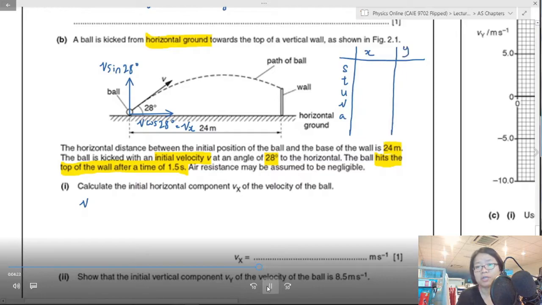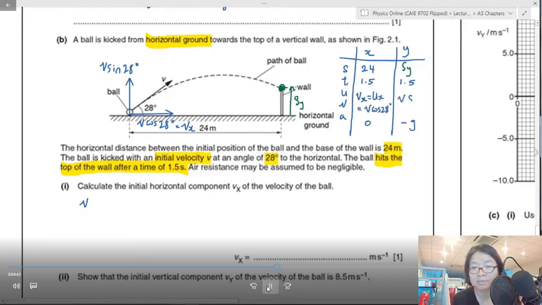So you have X component and Y component. 24 will be the range X. And you can see that if you want to find where the ball is, this is SY, in case you need to find the height of the wall. Time is 1.5 seconds where it hits the wall. Vx is equal to Ux, which is equal to V cos 28, because the horizontal acceleration is 0. Vertical is straightforward, negative G and V sin 28.